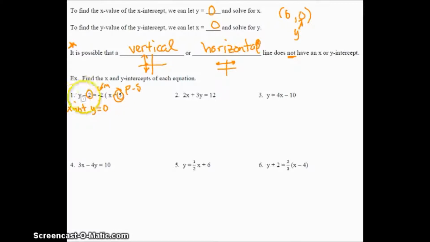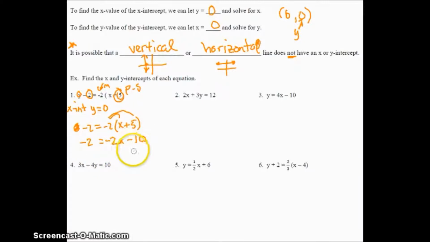So to do this, we take every single y within this equation, and we plug in a 0 value. So 0 minus 2 equals negative 2 times x plus 5. And now we are just going to be solving a standard equation. 0 minus 2 is negative 2, so that's gone. We're going to use the distributive property. Negative 2 times x, that's negative 2x. Negative 2 times 5 is minus 10 equals negative 2.